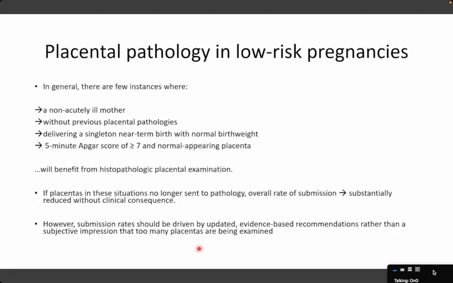There are few instances where a non-acutely ill mother without previous placental pathologies delivering a single term or near-term newborn with normal birth weight, a 5-minute APGAR score of more than 7, and a normal-appearing fetus and placenta, will benefit from histopathological placental examination. If placentas in these situations were no longer submitted to pathology, the overall rate of submission would substantially be reduced without clinical consequence.